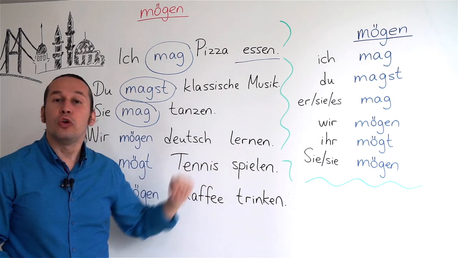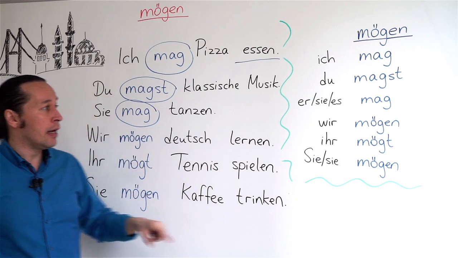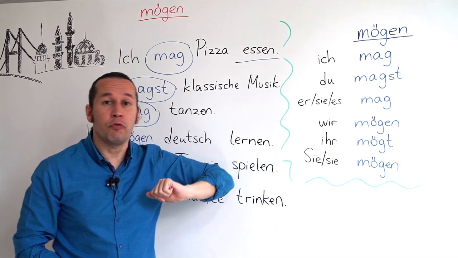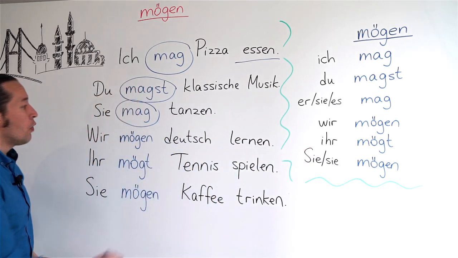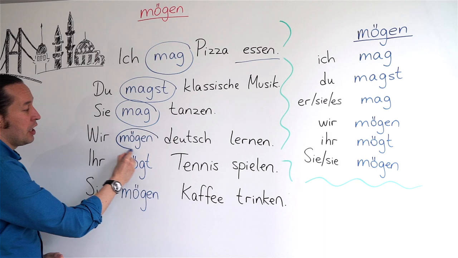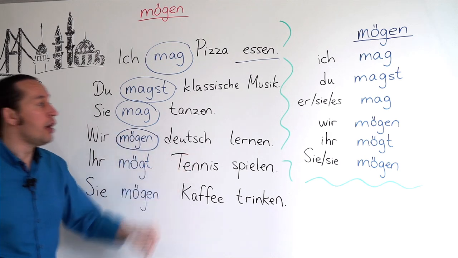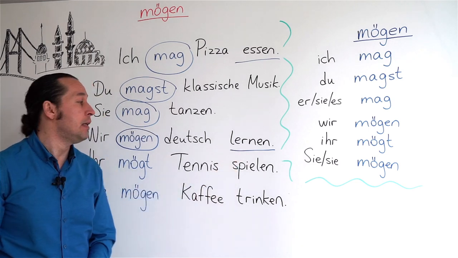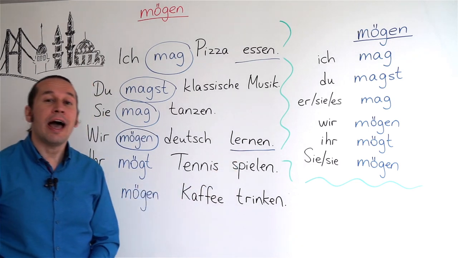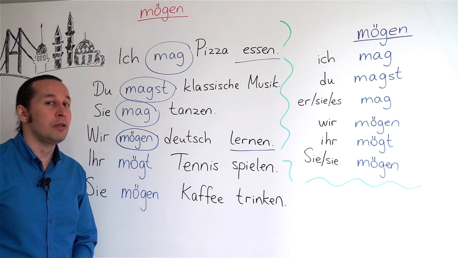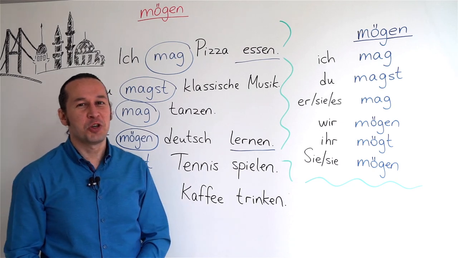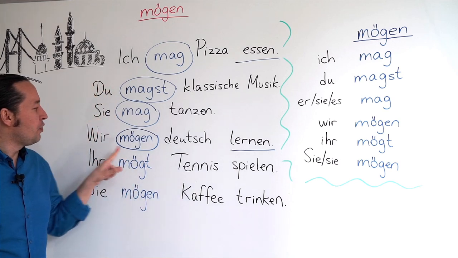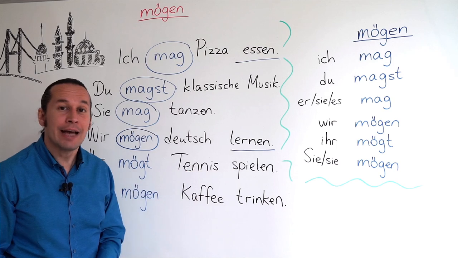In the next sentence we see, wir mögen Deutsch lernen. Deutsch lernen, to learn German, right? And in the chart we see that the conjugation is in the infinitive form, which is mögen. So we will say, wir mögen Deutsch lernen. The infinitive form remains the same in the ending. So we like to learn German. I hope that you like to learn German with me as well. So we will say, wir mögen Deutsch lernen.